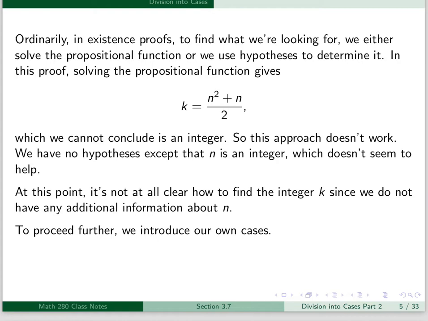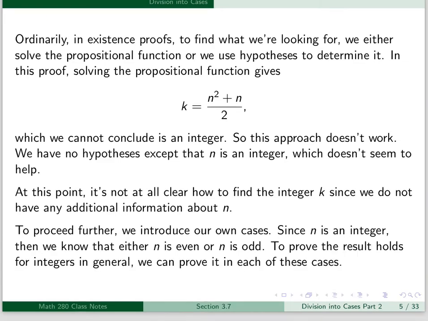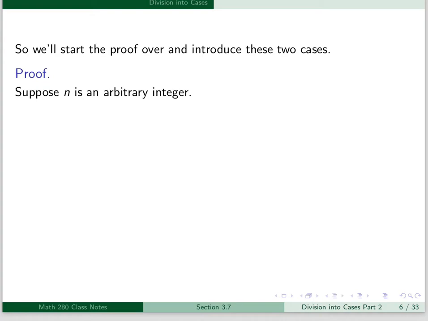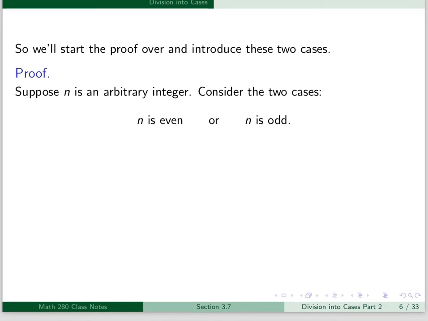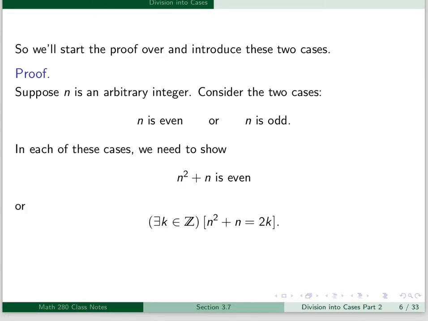To proceed further, we introduce our own cases. Since n is an integer, then we know that either n is even or n is odd. To prove the result holds for integers in general, we can prove it in each of these cases. So we'll start the proof over and introduce these two cases at the outset. So suppose n is an arbitrary integer, and now consider the two cases, n is even or n is odd. In each of these cases, we need to show n squared plus n is even, or there exists an integer k such that n squared plus n is equal to 2k.